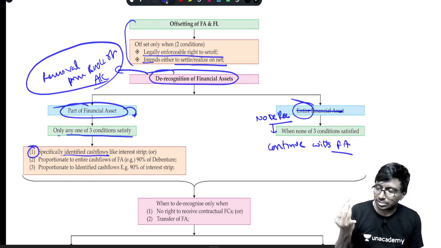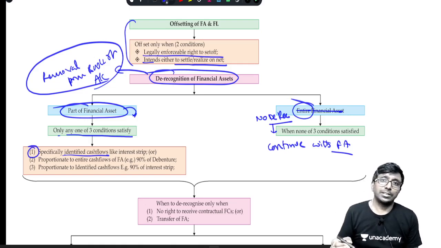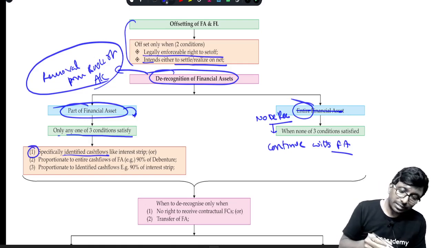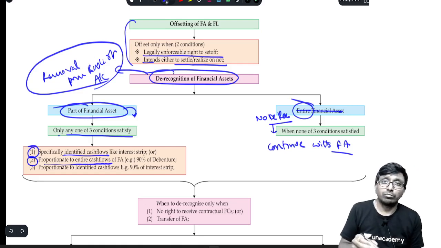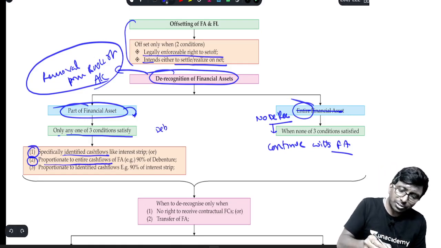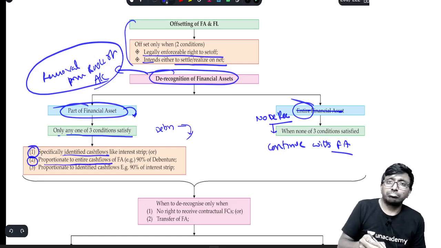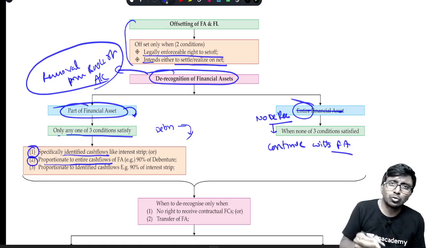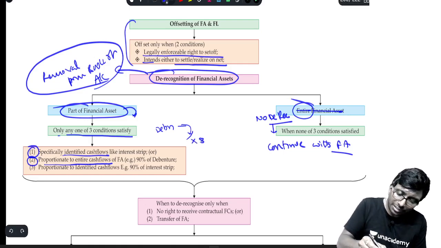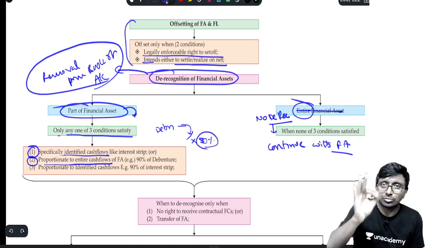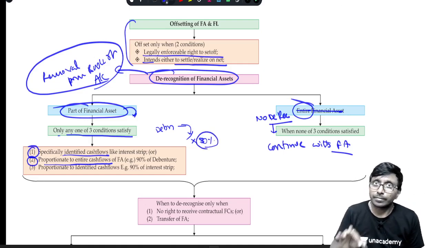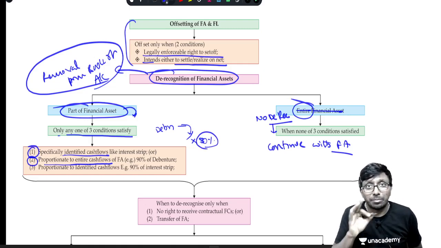Agree? Only the interest strip, only the principal strip, I am selling. Under that there are two. What does proportionate to the entire outflow mean? Sir, I am selling you a debenture. Whatever money comes from the debenture, whether you call it interest or principal, any amount that comes, 70% or 80% is yours, and 20% I will keep. This is what I call part derecognition.